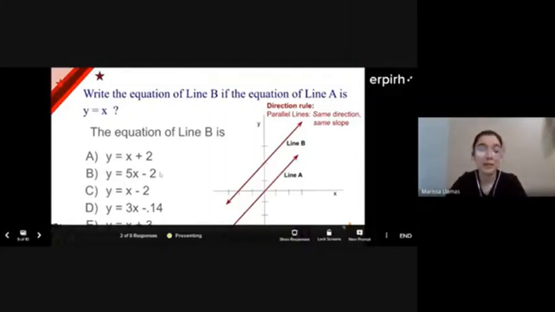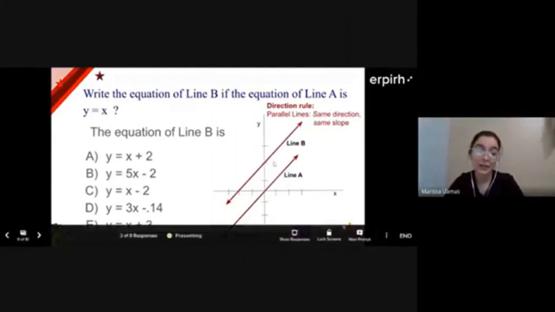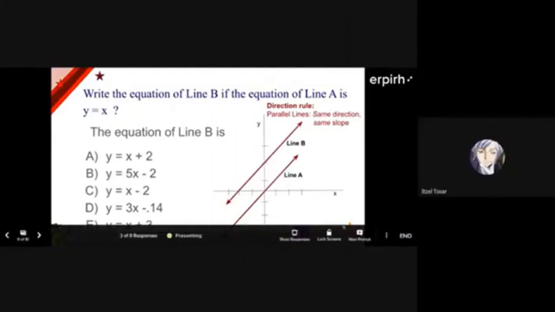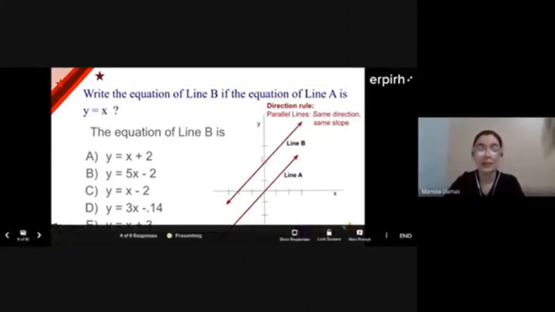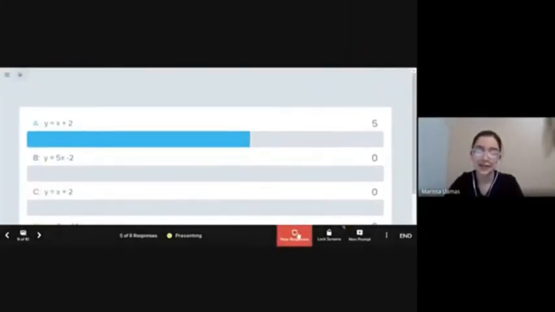But the only problem is we need to figure out what's line B's y-intercept. And it might look a little difficult, but all you have to do is count. Like the name says, y-intercept, you need to find out where line B is crossing the y. 2. Yeah. Wait, +2 or -2? +2. B is crossing it at +2. And because of this, the equation of line B is going to be y is equal to x plus 2.